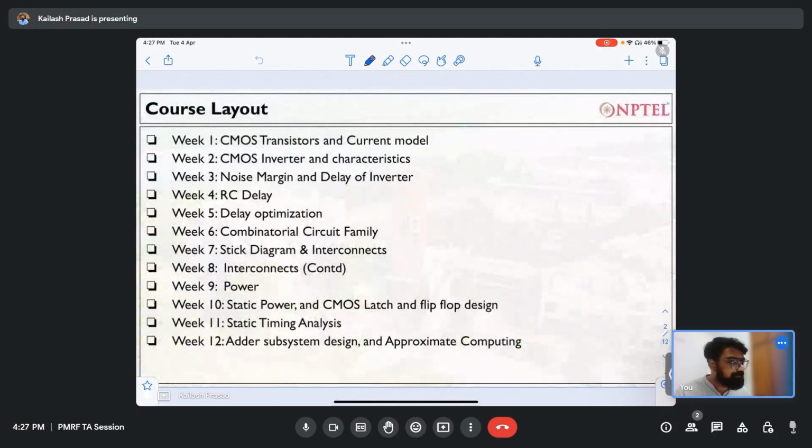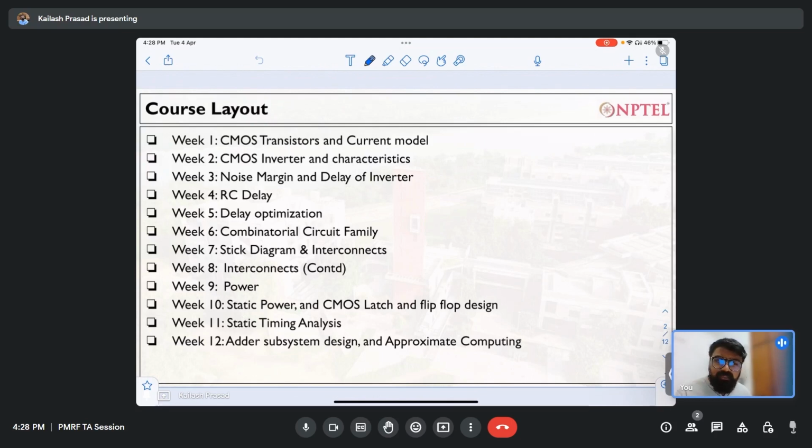Just a quick overview of what we have done till now. So the course is VLSI design. Initially we started with the transistors, right? The CMOS logic and the current model, how the current flows and all. Then we designed a very basic circuit called an inverter. We analyzed the characteristics of the inverter, both in terms of area and power. Along with that, we also discussed noise margin and the delay of the inverter. Then we discussed RC delay, where we covered the Elmore delay model and the pi delay model. Along with that, we also discussed delay optimization using logical effort. So that is what we discussed till week 5.